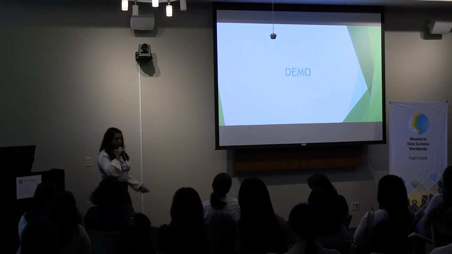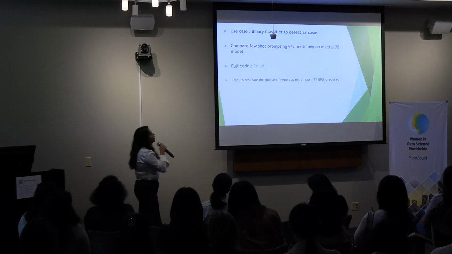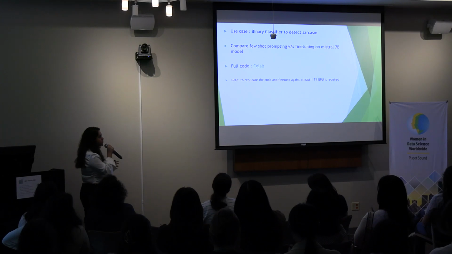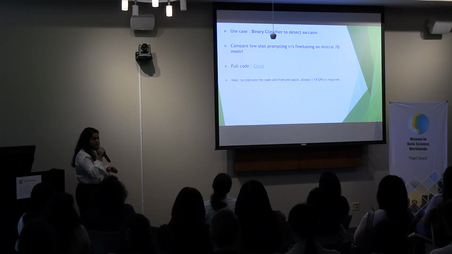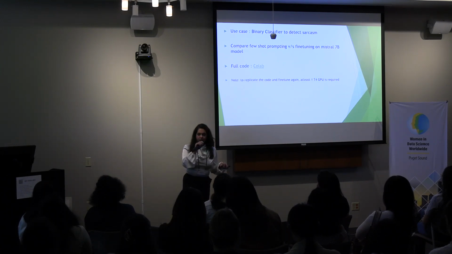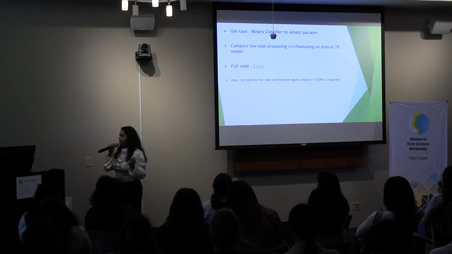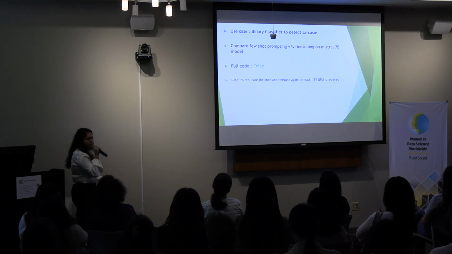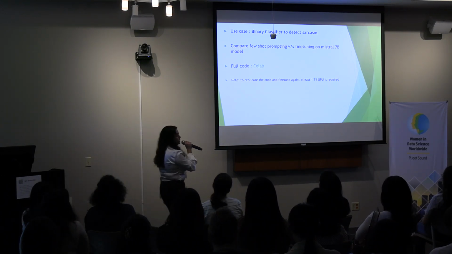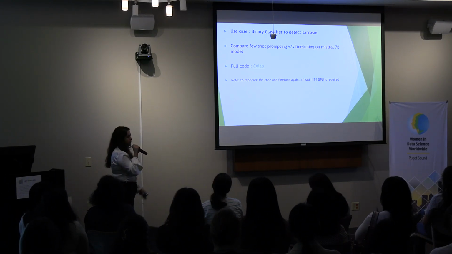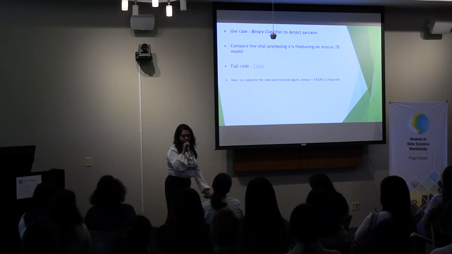So let's talk about a demo. Here I have chosen a relatively easy to follow use case, which is binary classification to detect sarcasm. It is easy to follow, but also not very straightforward, because for sarcasm detection, human accuracy is only 84%. So let's see how our model performs. I'm going to compare two approaches. One is few-shot prompting, where I give some examples to the model and ask it to replicate on the unseen data. At the same time, I'm going to fine-tune the Mistral 7 billion model.